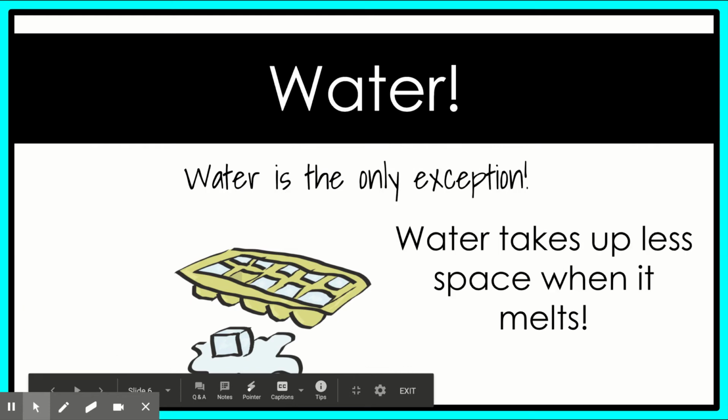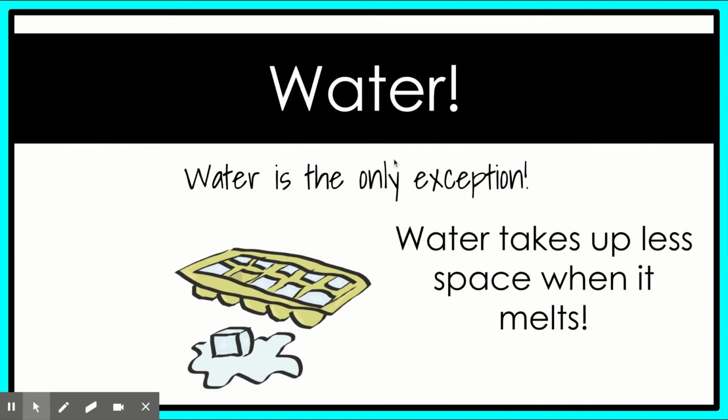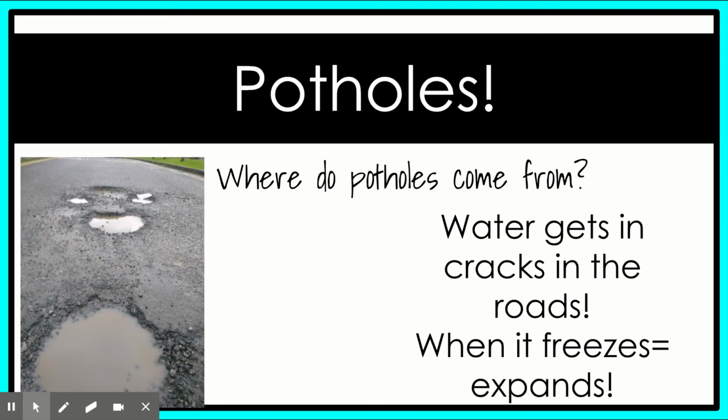Now, there is one exception to this rule, okay? And that is water. Water is in its own class. Water is the only exception. Water actually takes up less space when it melts. When you heat frozen water, it starts to come back together, and it becomes a liquid again. When you freeze it, it takes up more space.